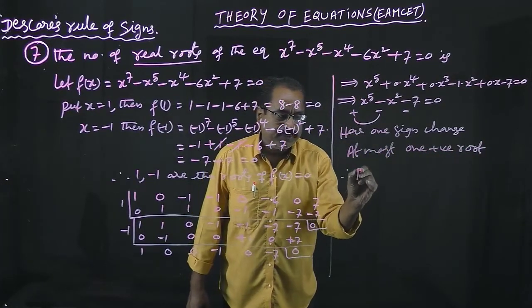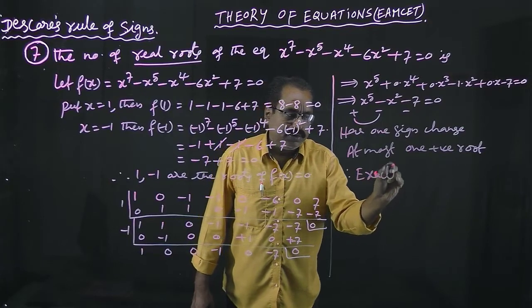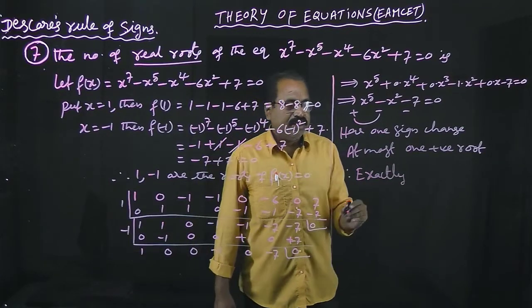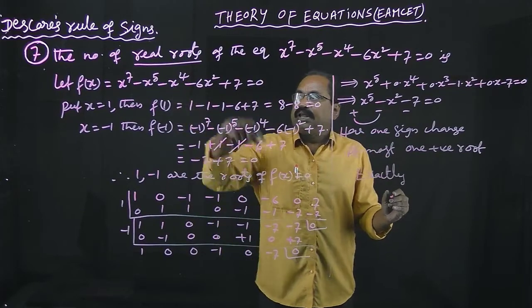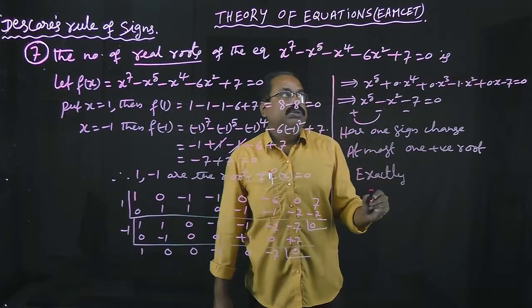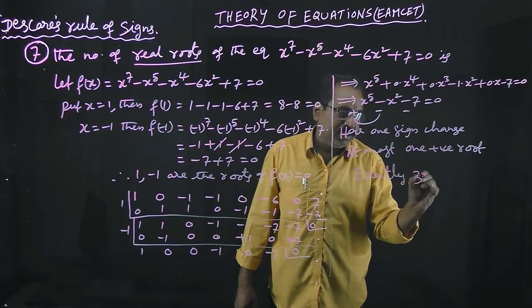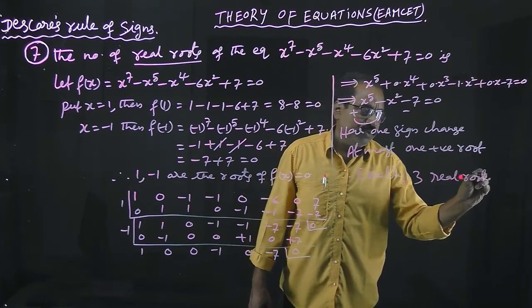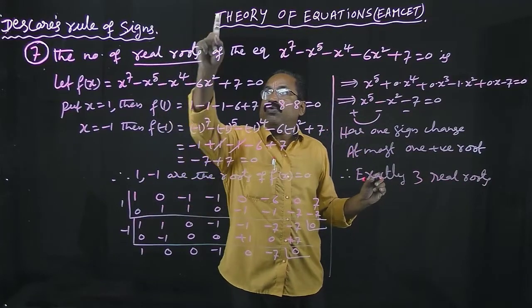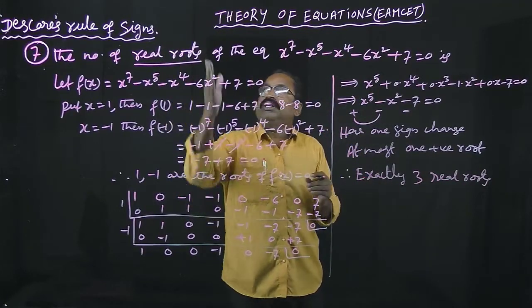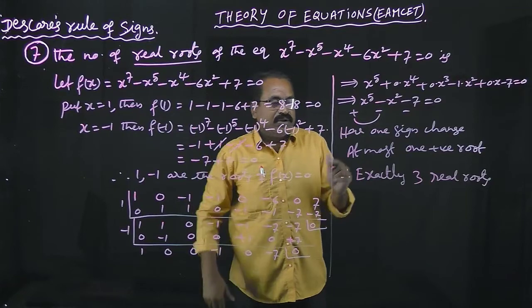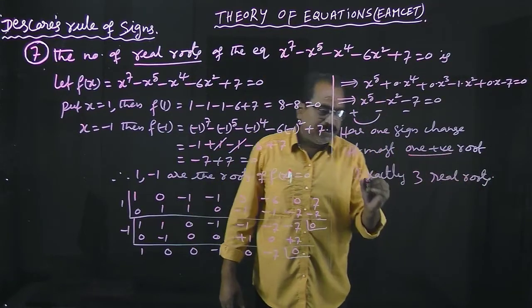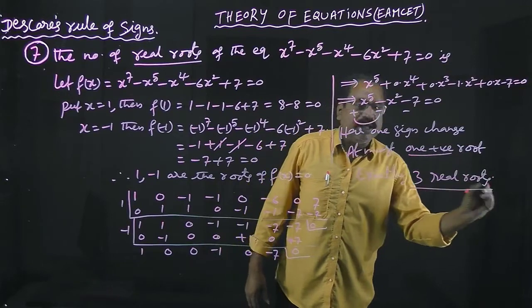Therefore, exactly 3 real roots. One is 1, another one is minus 1, and at most one positive root. So the answer is exactly 3 real roots.